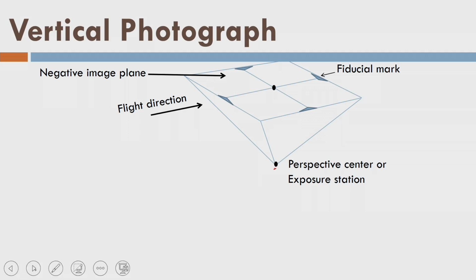Okay. So, this point, originally when we used to have the negative planes and negative images, once we developed those images, we have 4 marks. These 4 marks were called the fiducial marks, which are at the center of the edges of a rectangular image. If we connect them by straight lines, they will intersect at a point, and that point is called the fiducial center of the image.